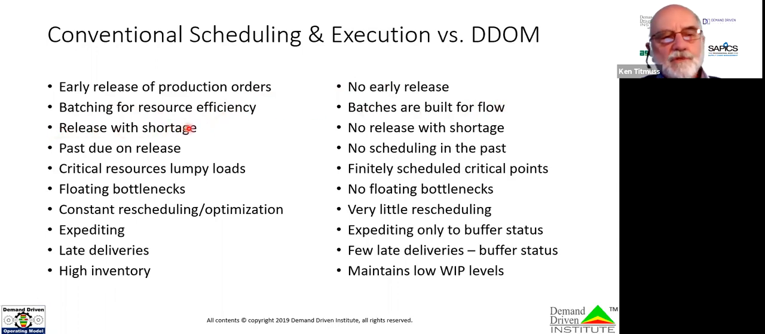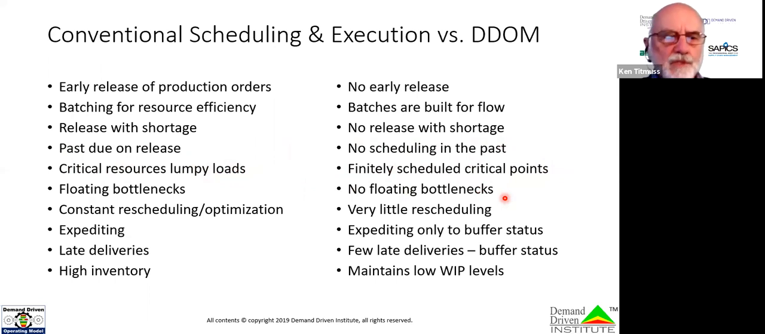Release with shortages: traditionally, we think we'll catch up, the stuff will be coming in at some stage. We don't release with shortages in DDMRP or the demand-driven operating model. Quite often in MRP, we have past-due on release. We release things that are already past due. In the demand-driven operating model, no scheduling in the past at all. Critical resources traditionally have fairly lumpy load, whereas in the demand-driven operating model we have finitely scheduled critical points. Quite often we have floating bottlenecks traditionally, but we try not to have floating bottlenecks in a demand-driven operating model.